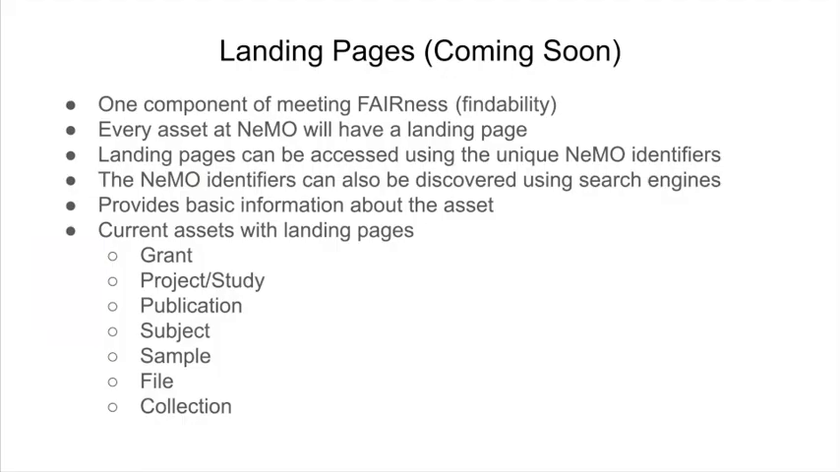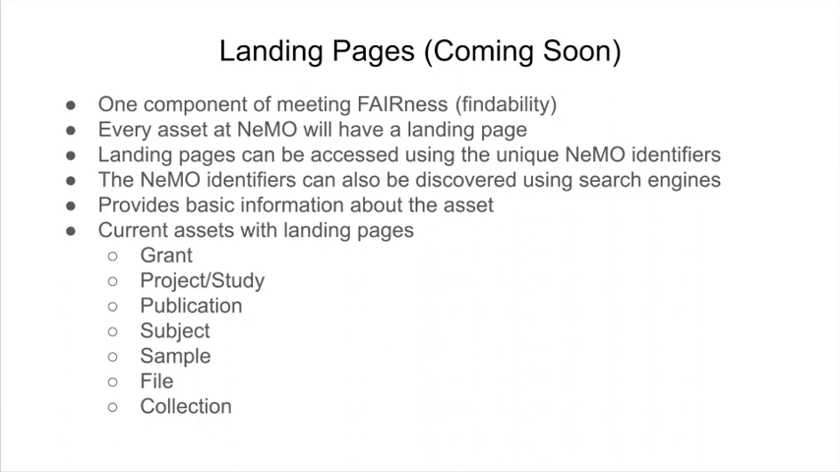And I talked about what's coming in terms of landing pages. So we're in the final phases of testing these landing pages. The idea with the landing pages is that, as I mentioned before, each file or each asset, and the reason I use the term asset is because a subject or a grant is not really a file, so we consider it an asset. Each asset has its own landing page. That's one of the components required for meeting the FAIR principles for a data repository, and that's where we're trying to get towards FAIRness.